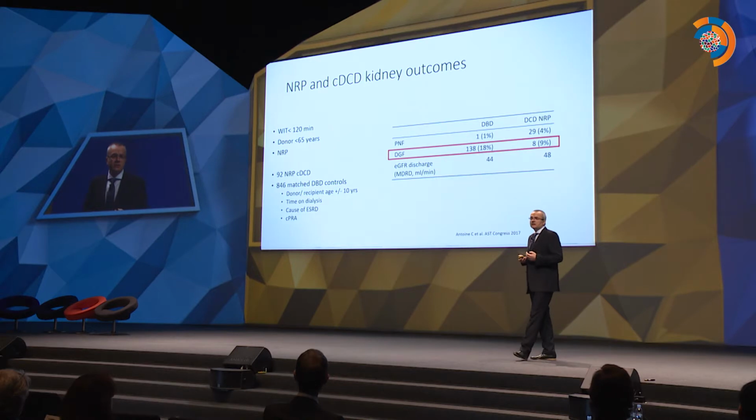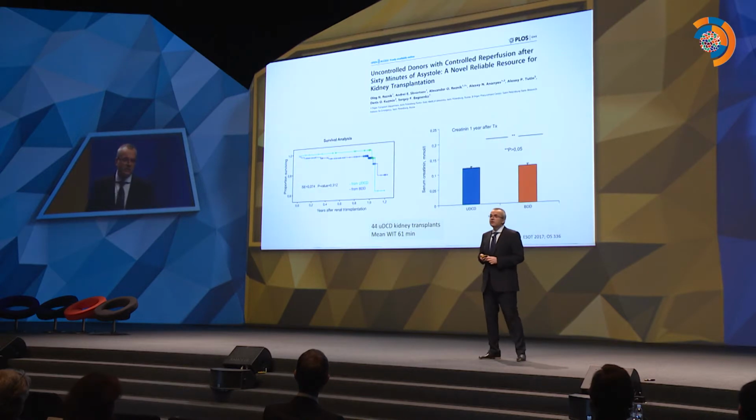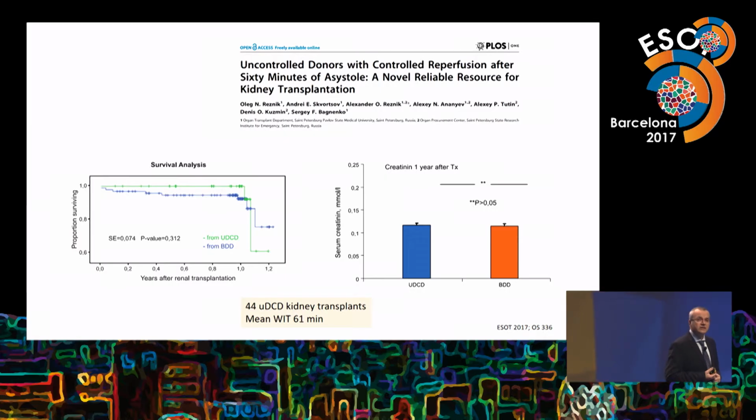These positive results encourage the expansion of the criteria for utilization, and this study from Oleg Resnik's group from St. Petersburg showed that in fact NRP can probably abrogate the detrimental effect of fairly prolonged warm ischemic time, achieving comparable results at the end of 1 year with DBD. And again, they're presenting their 5-year updates at this conference.